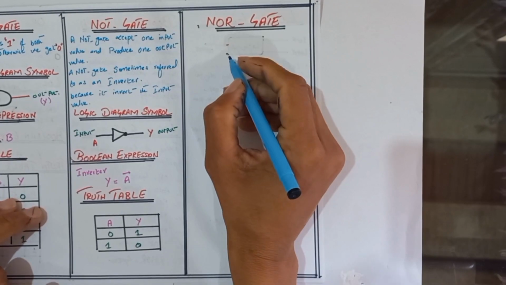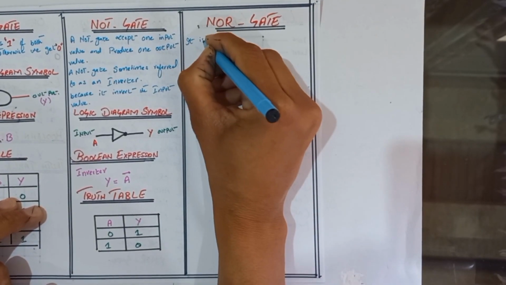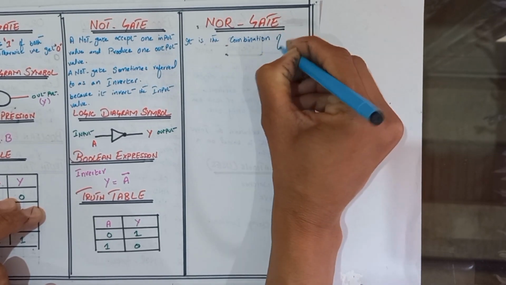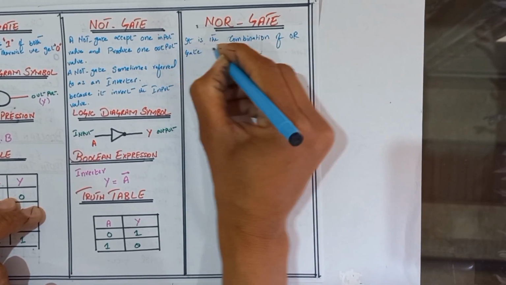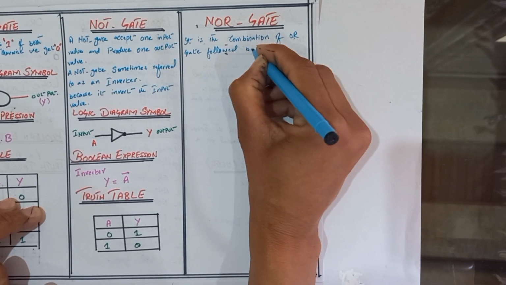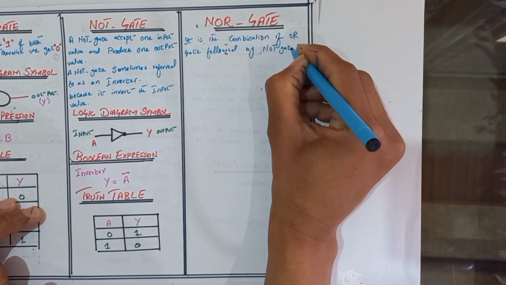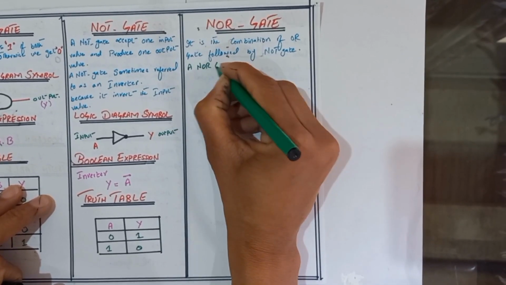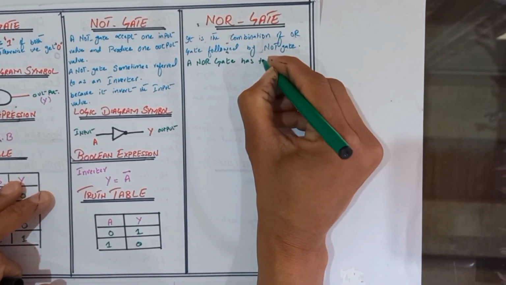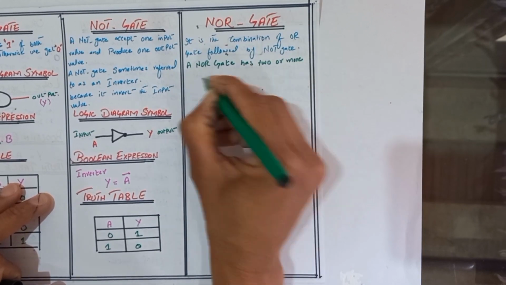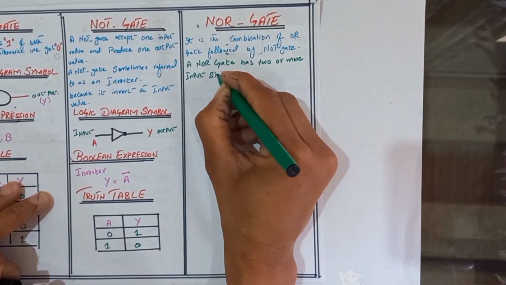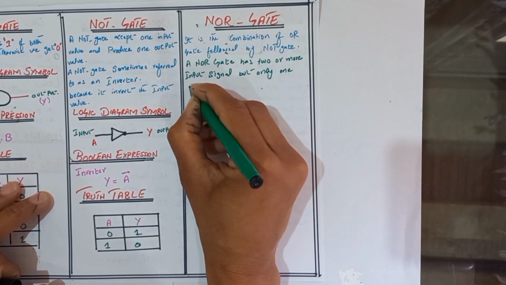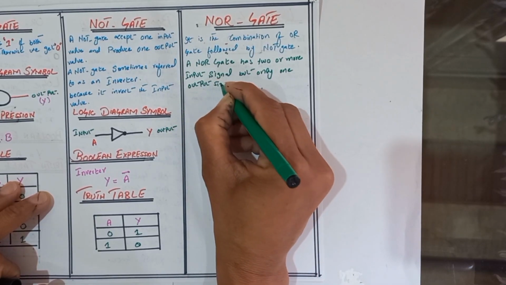Now we discuss the NOR gate. The NOR gate is the combination of an OR gate followed by a NOT gate. A NOR gate has two or more input signals but only one output signal.